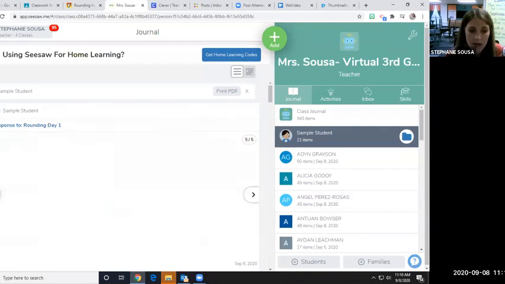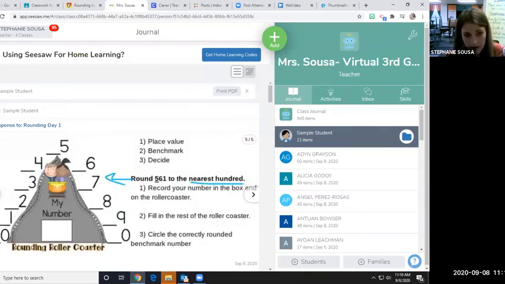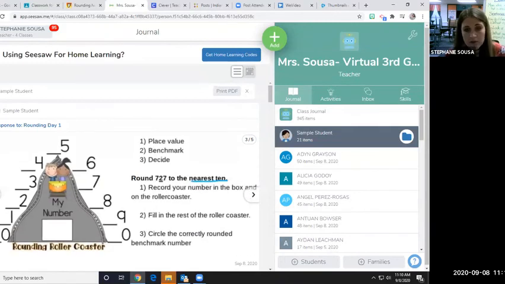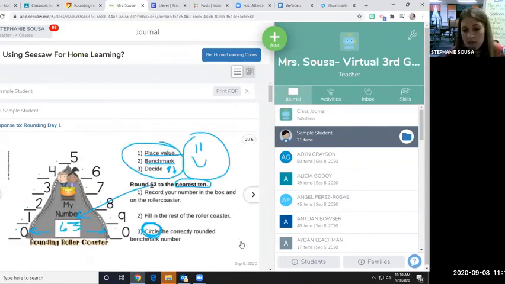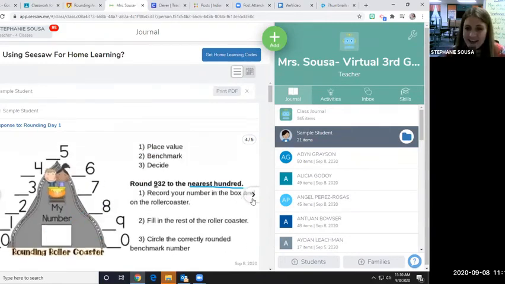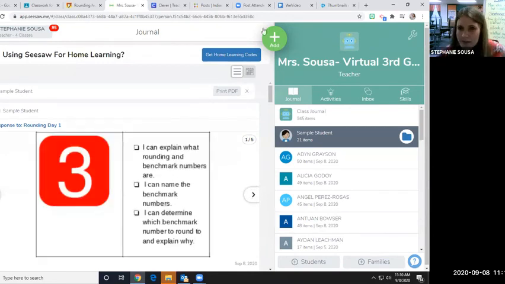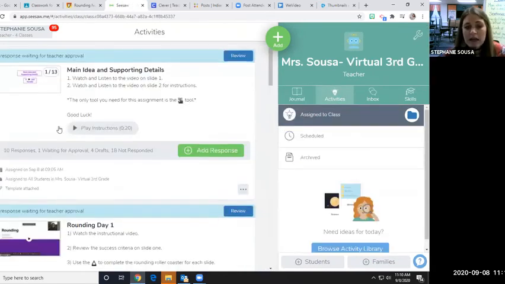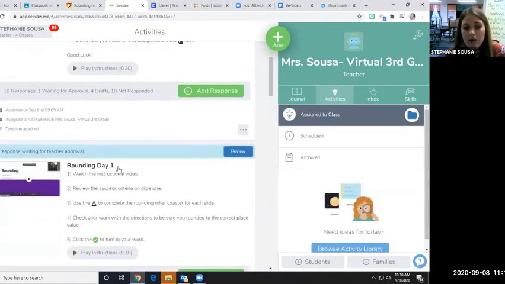Now y'all will not turn in work like this because that's blank, okay? You will actually complete the steps. I just didn't complete the steps because that would be showing you the answers and I'm not going to get tricked like that, okay? So this is your assignment to complete. It has been released under activities. It is called Rounding Day 1. This video that we watched together is right here if you should need it again, okay?